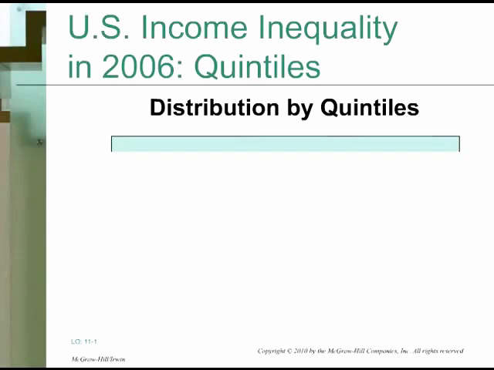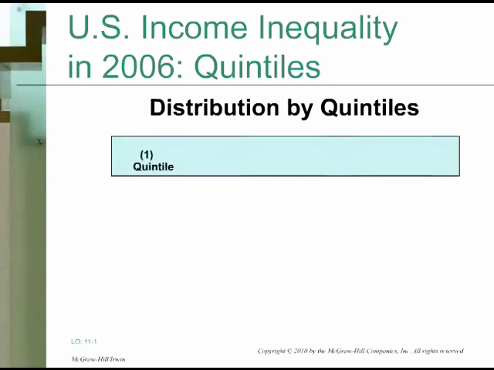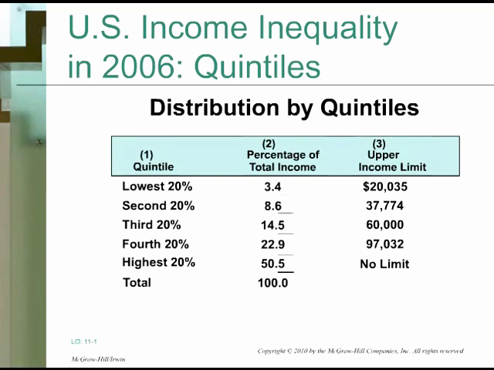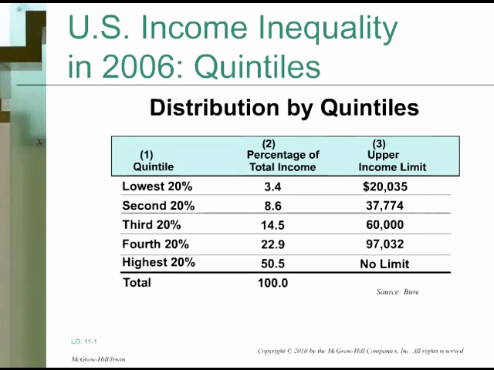Consider distribution of income by quintile in the U.S. in 2006. The lowest 20% of population received only 3.4% of total income, with the highest income in this group being just over $20,000. The second quintile, second 20%, received a total of 8.6% of total income, and in this group the highest income was less than $40,000.